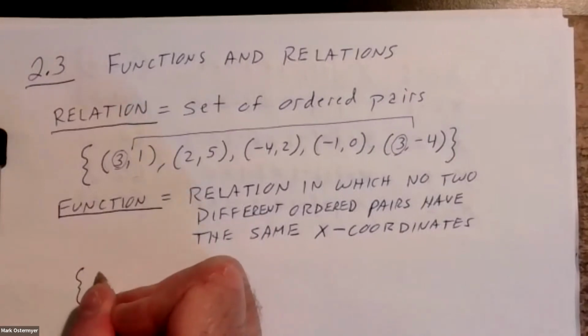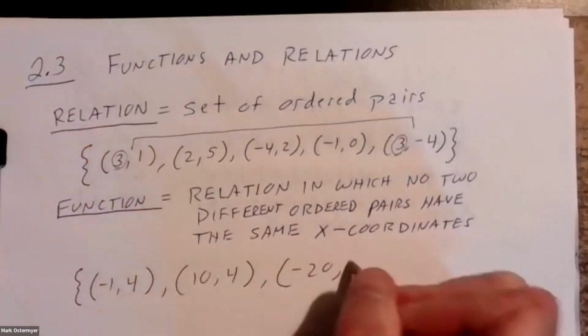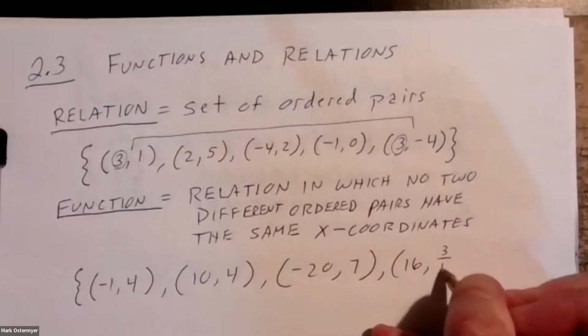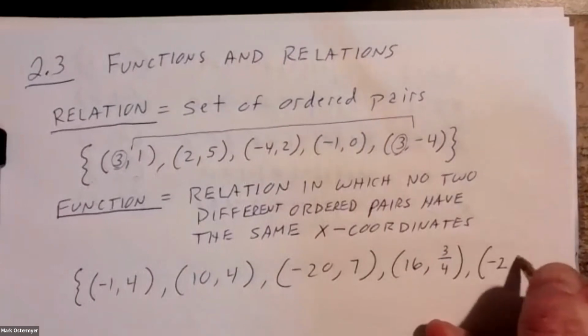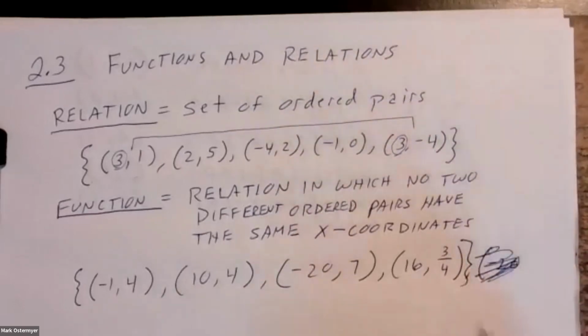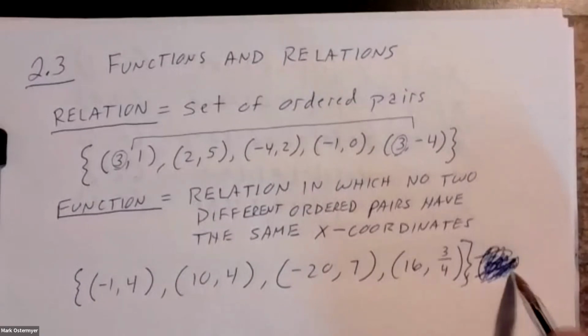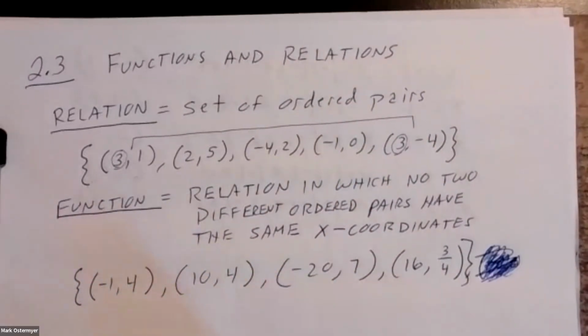Let's take a look at this relation here. Let's go with this right here. This is a relation. It's a set of ordered pairs. Might this be a function? The answer is it does appear to be a function because all of the x coordinates are unique, correct? There's no duplicate x coordinates. We do have duplicate y coordinates, but we're not concerned with that here. As long as we don't have the same x coordinates between two different ordered pairs, we have a function. That's an example of a function.